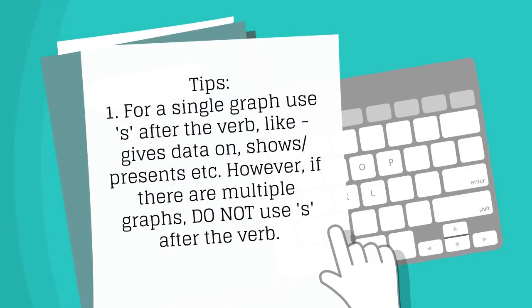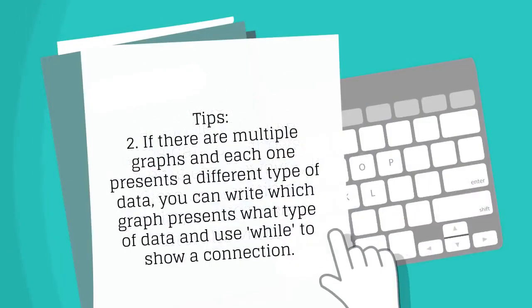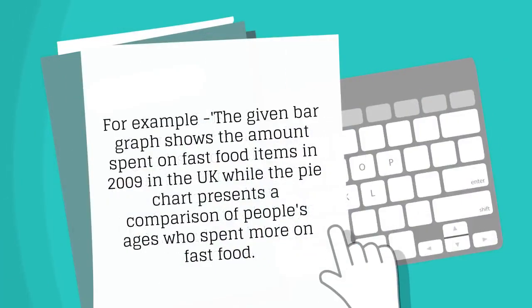Tips. 1. For a single graph, use s after the verb, like gives data on, shows, presents. However, if there are multiple graphs, do not use s after the verb. Tips 2. If there are multiple graphs and each one presents a different type of data, you can write which graph presents what type of data and use 'while' to show a connection. For example, the given bar graph shows the amount spent on fast food items in 2009 in the UK, while the pie chart presents a comparison of people's ages who spend more on fast food.